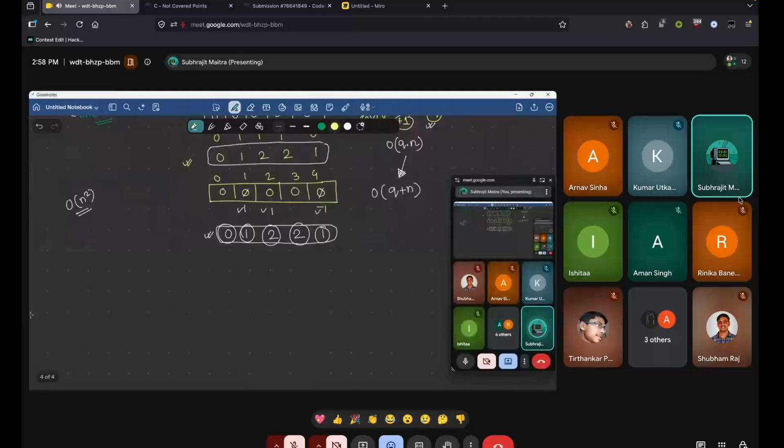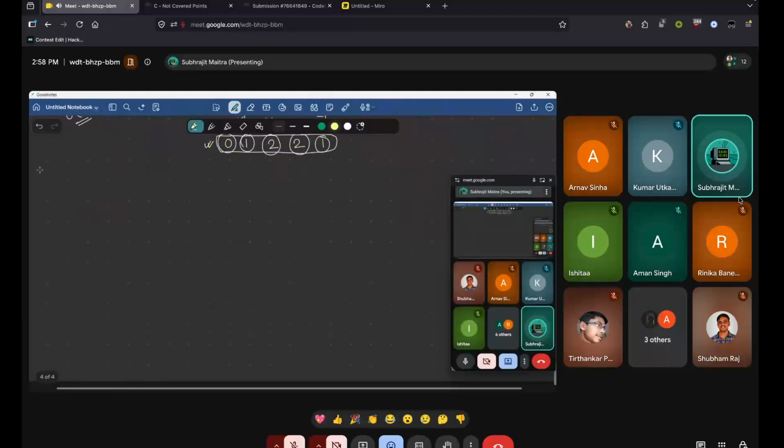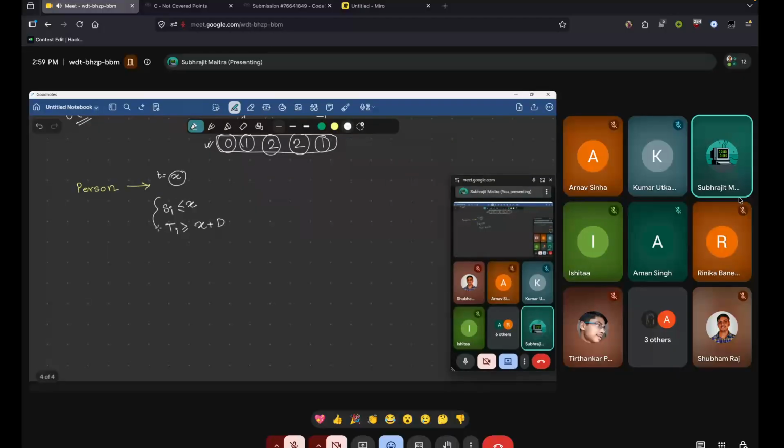Okay. So for any person to commit the crime that has started at time x, the person must arrive before or equal to x, and the person must leave after or equal to x plus d. Is this thing clear to everyone?